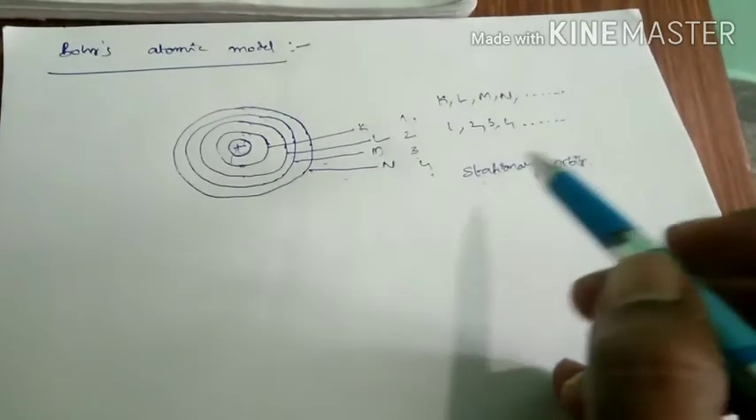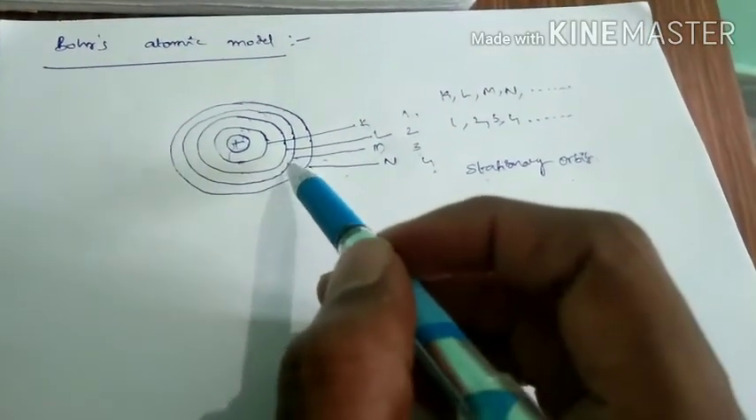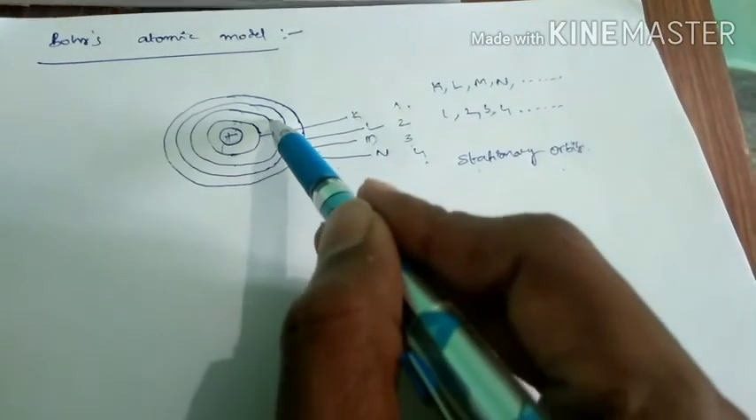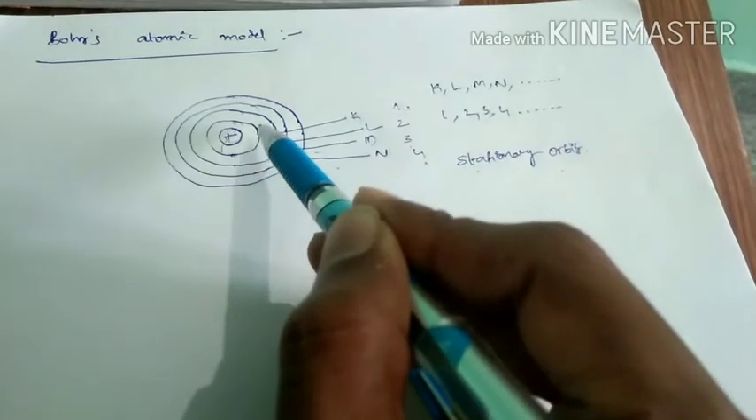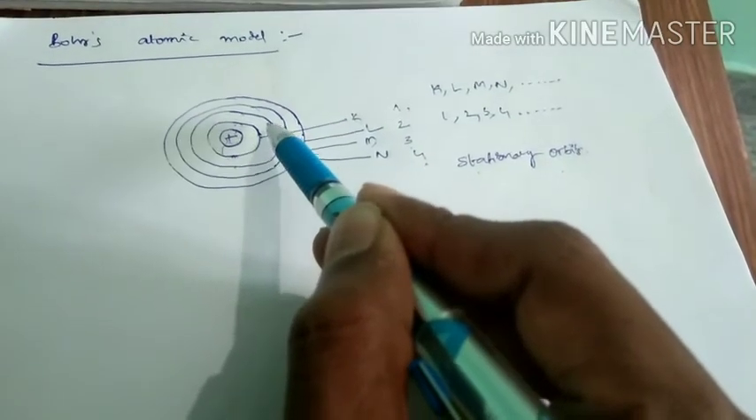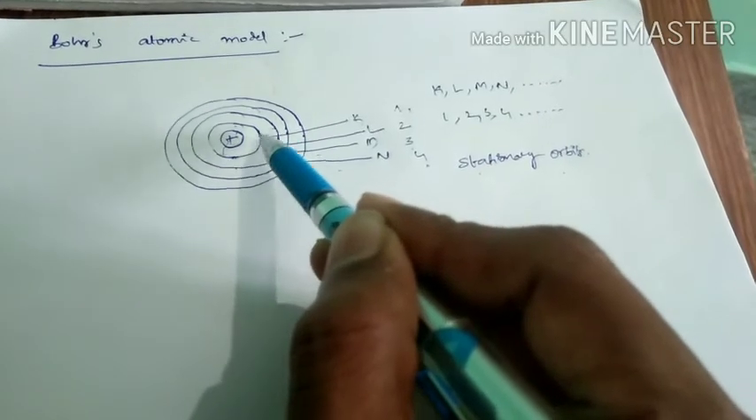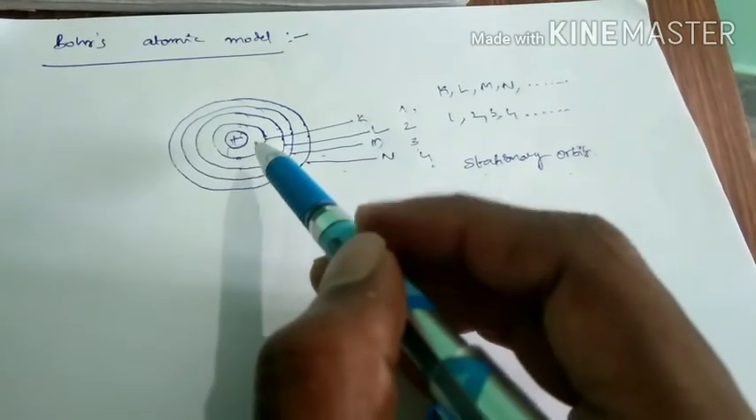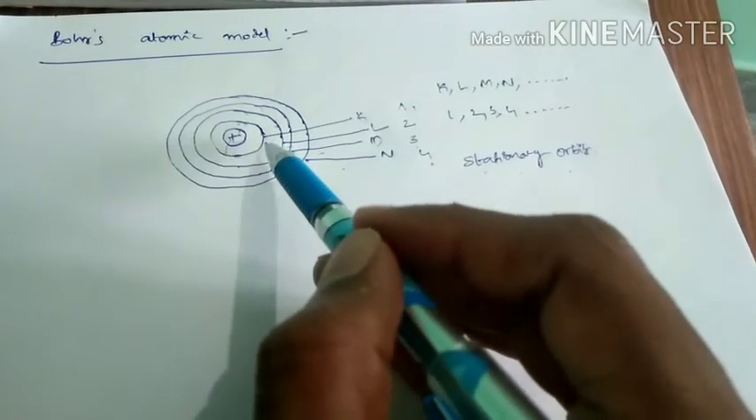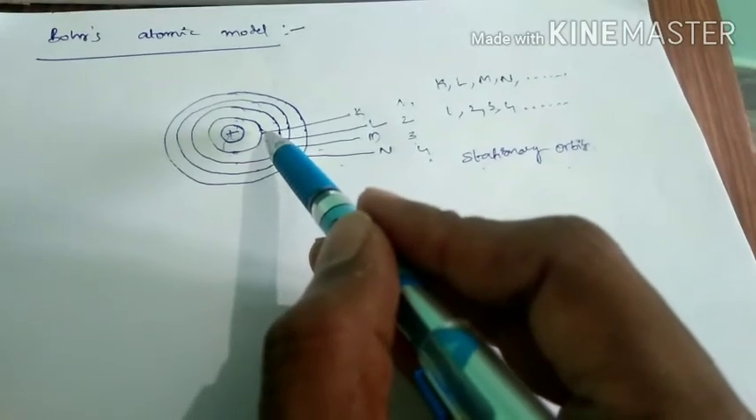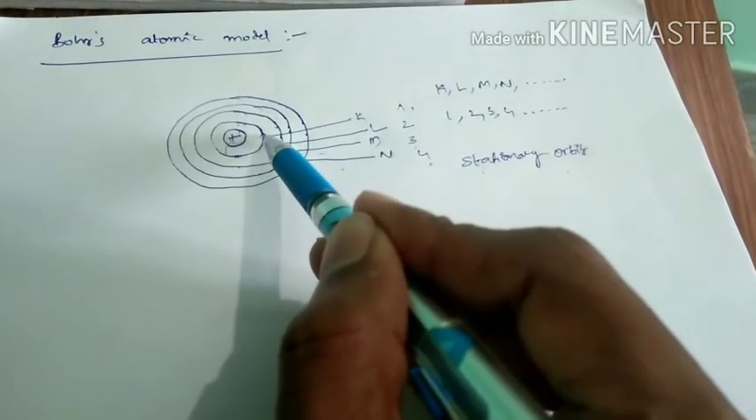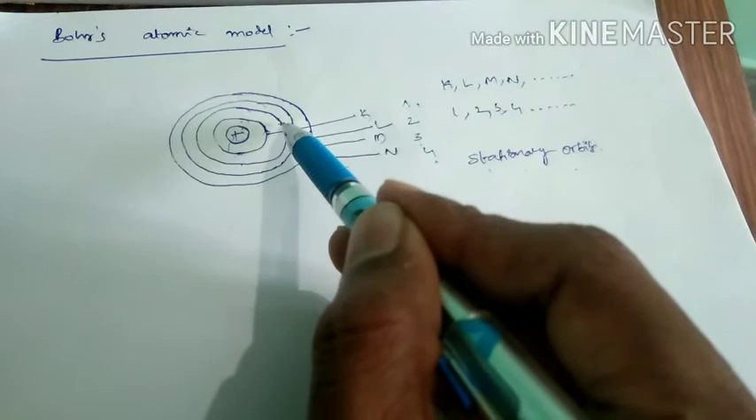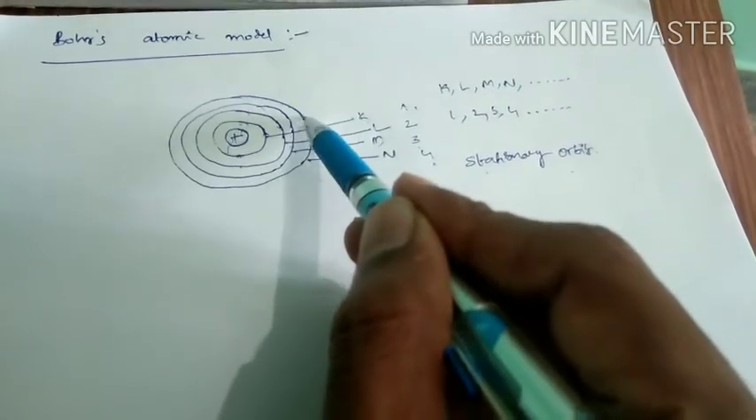Next point. When the electron jumps from a lower orbit to a higher orbit, energy is absorbed by the electron. I repeat once again, listen carefully. Compared to this one, this is the lower orbit. The first orbit is lower and the second orbit is higher. Among these two, this is second and this is third, so this will be lower and this will be higher.